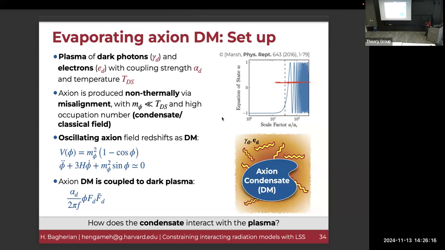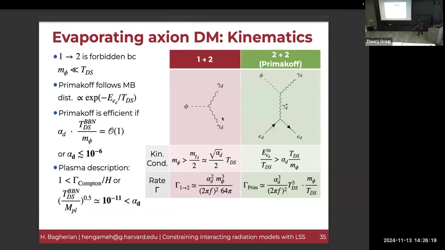And if you look at the interactions that the axion has in the plasma, because we took the mass of the axion to be very, very light, the 1 to 2 process of your axion evaporating and decaying into dark photons is basically forbidden. So this is not happening. You don't need to worry about this. Kinematically, your axion doesn't have enough energy to evaporate into the dark photons.